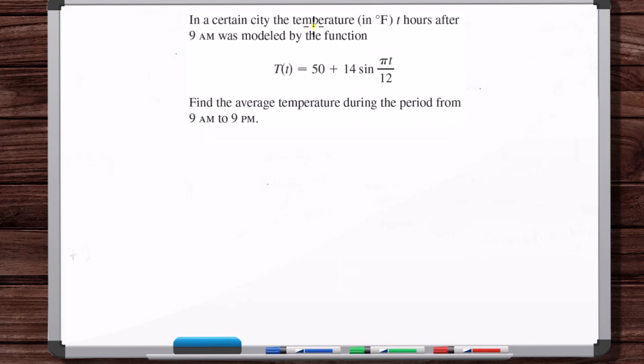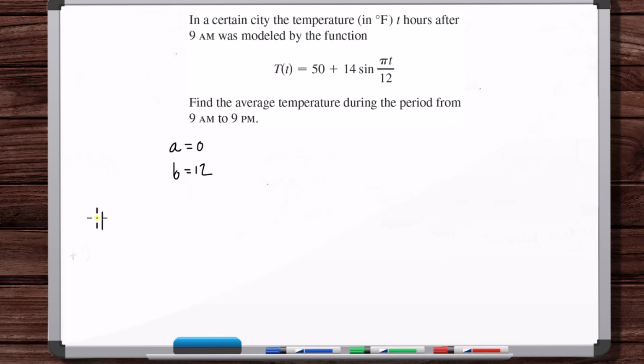In a certain city, the temperature in degrees Fahrenheit, t hours after 9 a.m., was modeled by this function. Find the average temperature during the period from 9 a.m. to 9 p.m. So you have a function that gives the temperature as a function of time in hours, and over this interval from 9 a.m. to 9 p.m., what was the average temperature? t is in hours. We're going from t equals 0 at 9 a.m. to t equals 12 at 9 p.m. So a is equal to 0 and b is equal to 12.